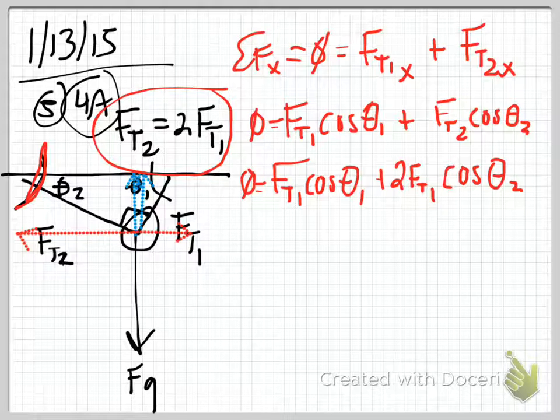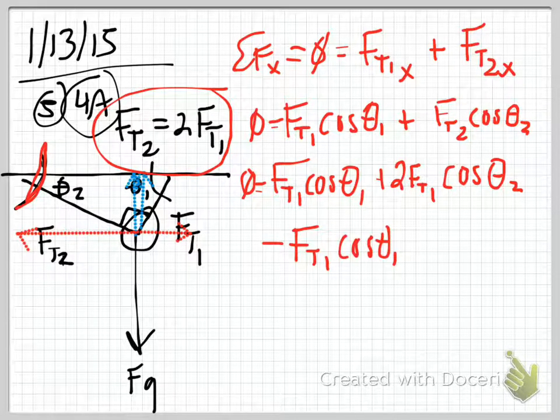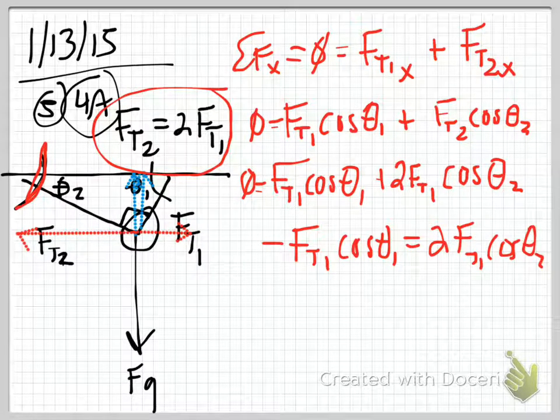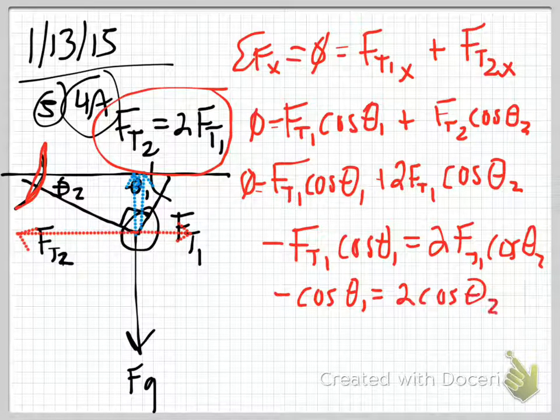So let's algebraically isolate. Well, we're going to do a couple things. We're going to get rid of our forces of tension here, because now we're just going to look at the relationship between the angles. So we know that the negative of F of T1 times the cosine of theta 1 equals 2 times F of T1 times the cosine of theta 2. Okay, so far so good. So we can divide both sides by F of T1 and we end up with the negative of cosine of theta 1 equals 2 times the cosine of theta 2. Great, we have a relationship.